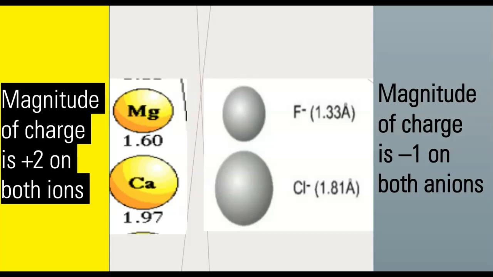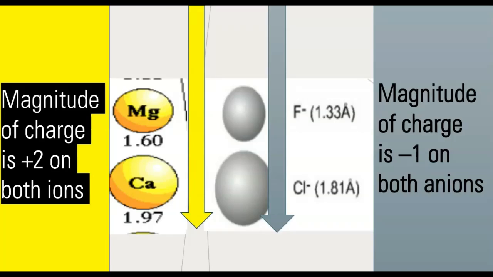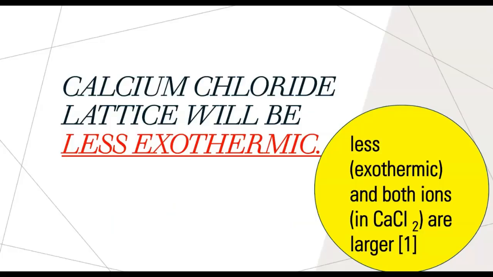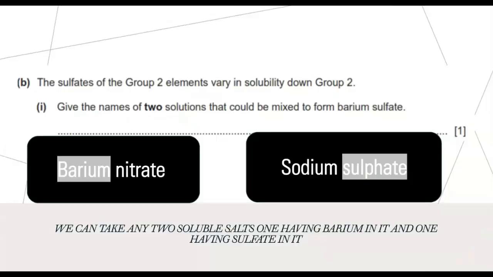So we will compare their sizes. In both cases, in the cation case and in the anion case, calcium and chloride both have a larger ion size as compared to magnesium and fluoride ions. So the calcium chloride lattice will be less exothermic, as in both cases their ion size is larger.